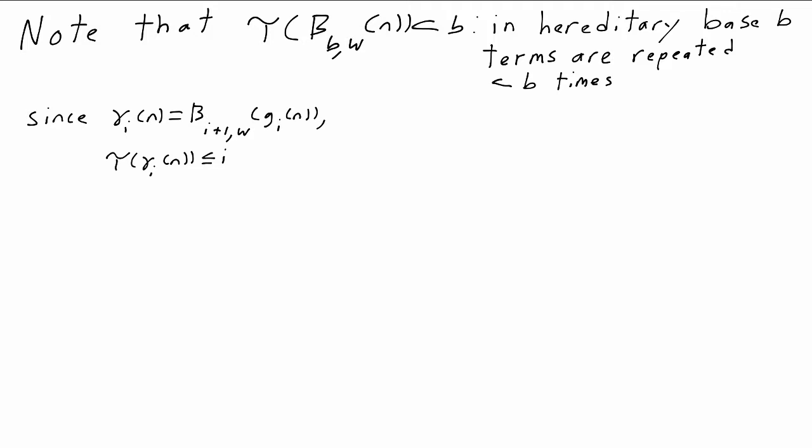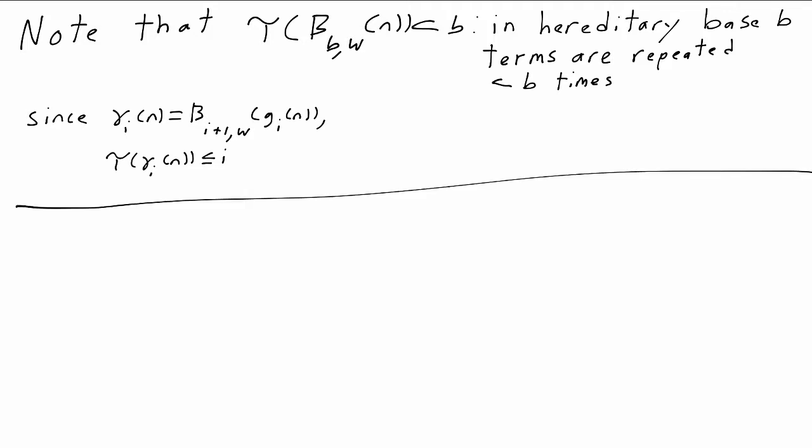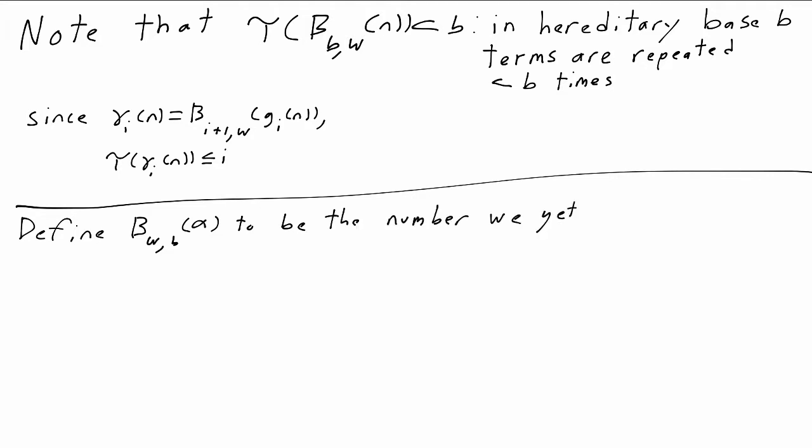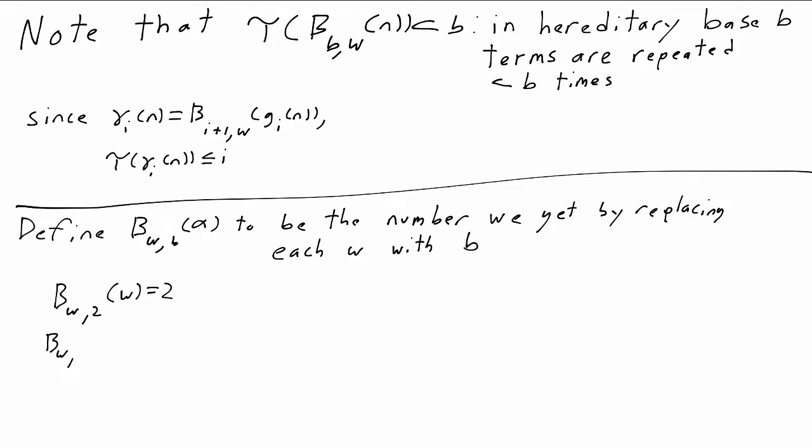One way to see what tau does, which will be useful for us later, is to think about what happens if we take an ordinal alpha and try to turn it into a number by replacing its omegas with a natural number. We could define b omega b of alpha to be the number we get by replacing each omega in alpha with a b. So b omega 2 of omega plus omega is 2 plus 2, which is 4, and b omega 2 of omega to the omega plus omega is 2 to the 2 plus 2, which is 6, and so on.